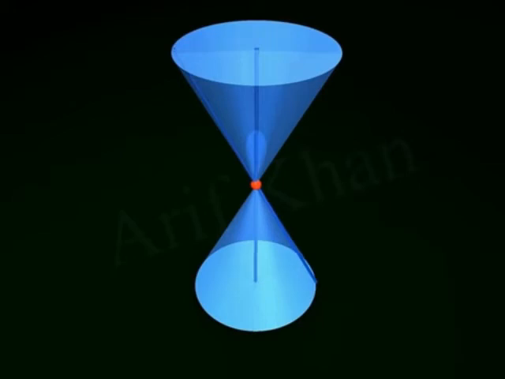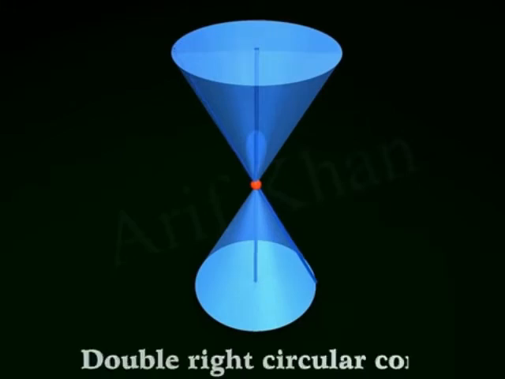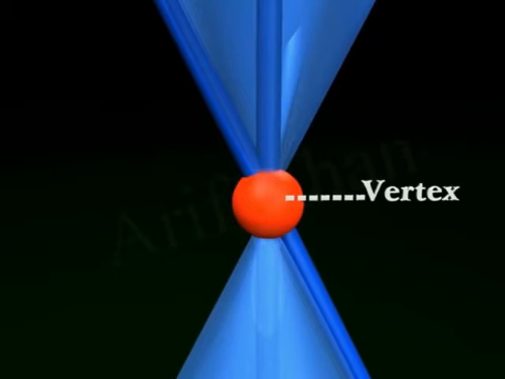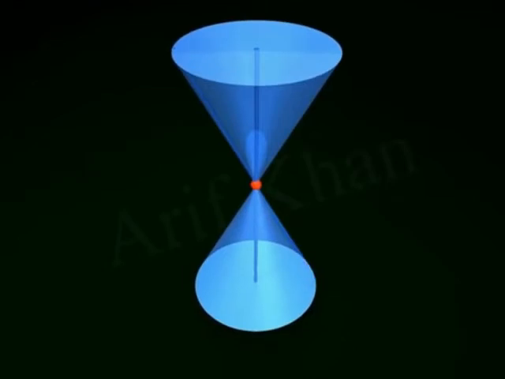Let us start. When a straight line intersects the vertical line at a fixed point and rotates about that fixed point, the surface obtained is called a double right circular cone. A double right circular cone consists of two cones joined at a fixed point called the vertex. The line that rotates about the vertex is called the generator, and the line that remains fixed is called the axis.